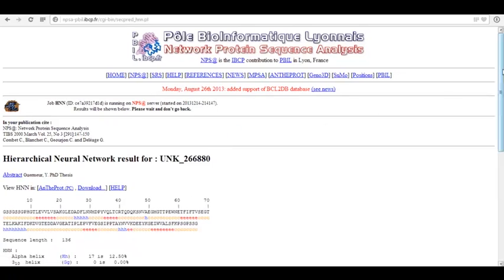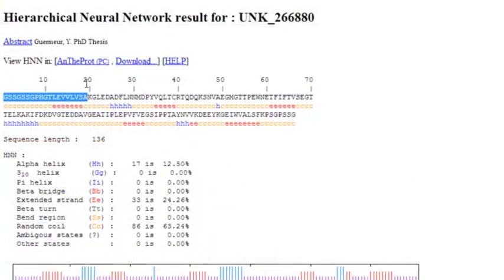And we see that at the top, the amino acid sequence, we see hashes for every 10 amino acids. And we see a bunch of C's, E's, and H's below. And if you looked at that without knowing what those C's, E's, and H's meant, you'd probably be really lost. Well, there's a bit of a cheat sheet here.